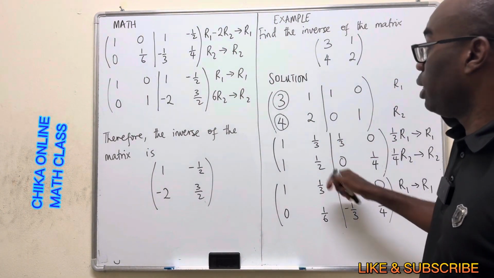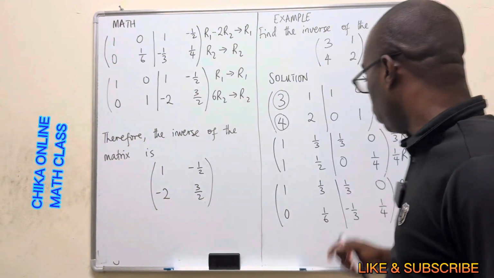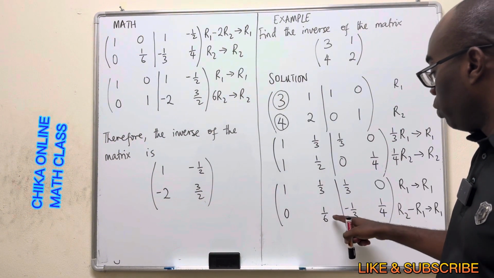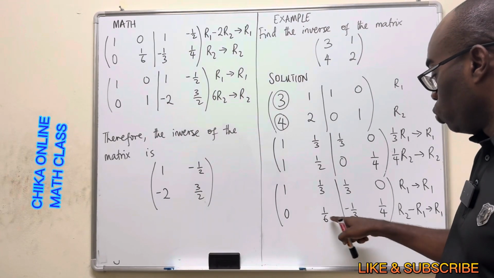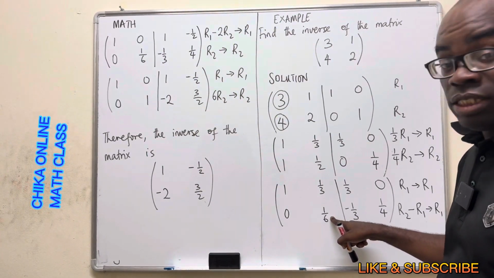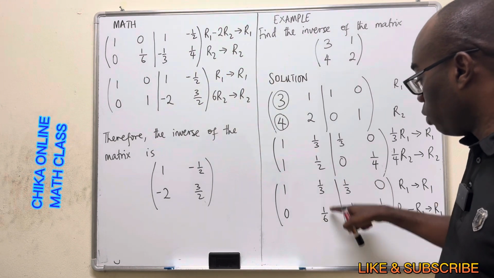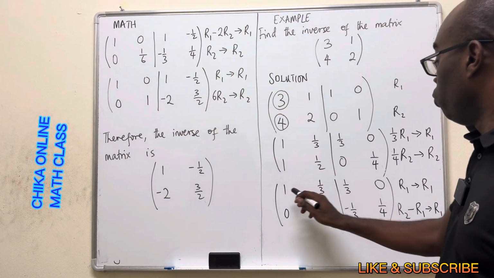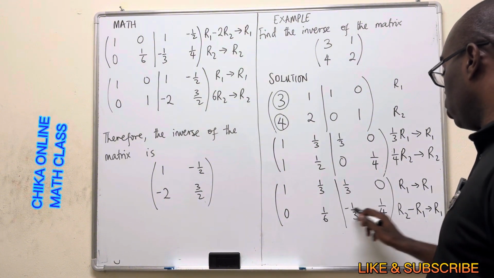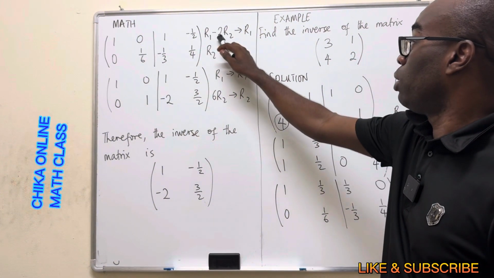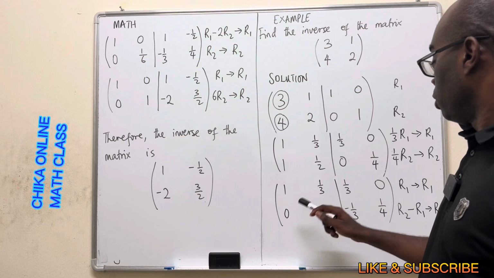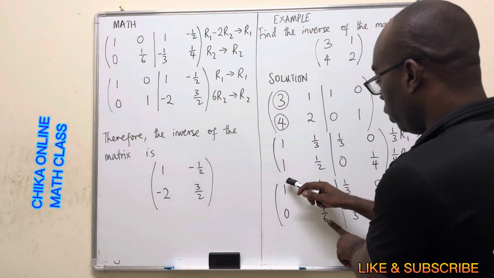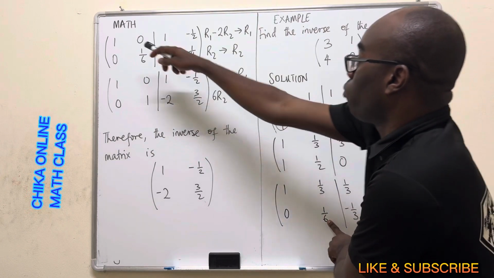Next we want this to be 0. So what do we do? If you notice, if we multiply this one by 2, it will become 2 over 6, which is 1 over 3. And if we subtract 1 over 3 minus 1 over 3, we will have 0. So what we have to do now is row 1 minus 2 times row 2. If you use 2 times this, you have 1 over 3. So 1 minus 0, you have 1 there.